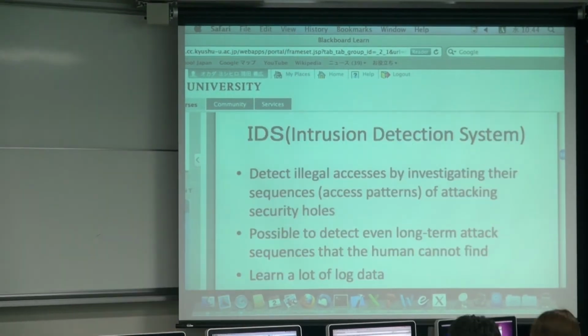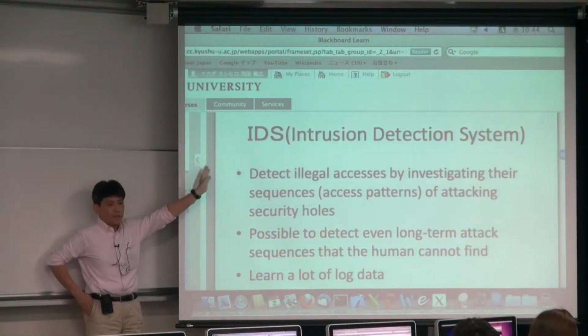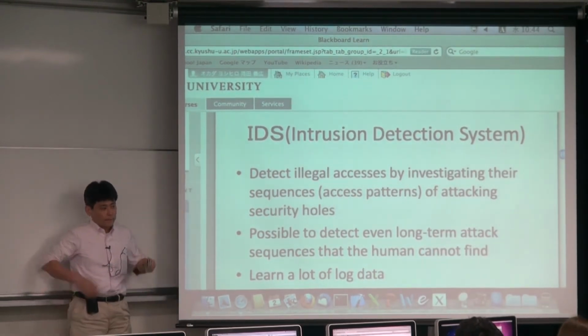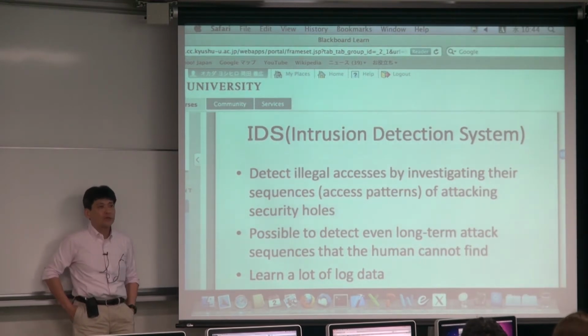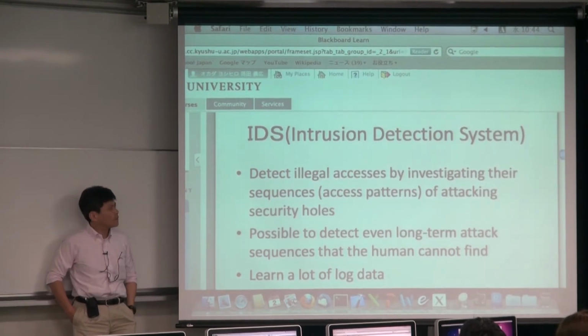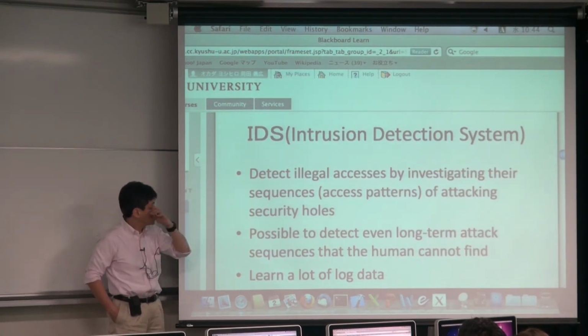Okay. So the other technical term is IDS. This means intrusion detection systems. So recently, many firewall software has these systems. Using this system, you can find any illegal access by checking the access patterns shown here.